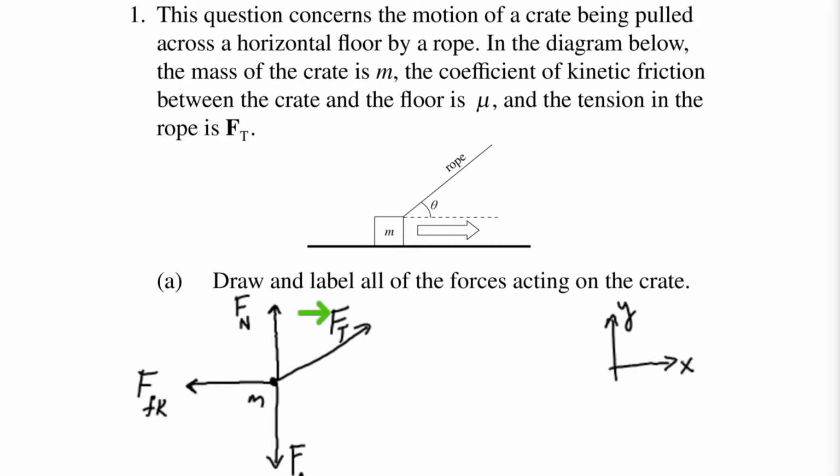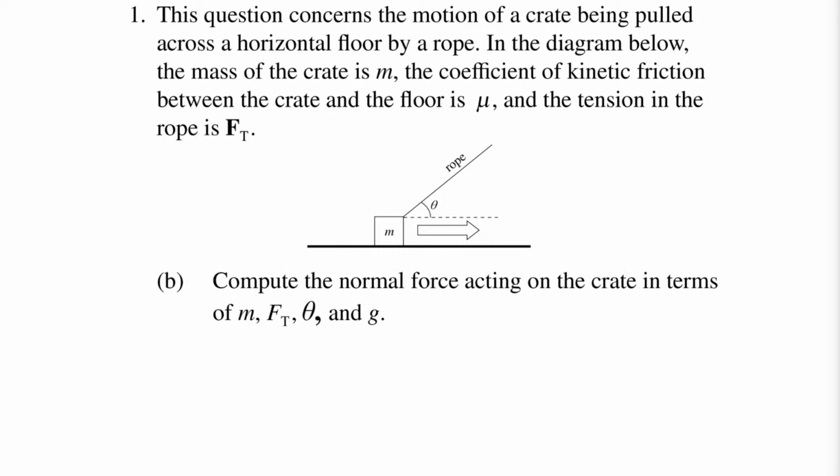For part B, it's asking us to compute the normal force acting on the crate in terms of a few of the labeled variables from the question. Well, first off, we're asked for a force. So if that's the case, think about setting up FNet as MA to work the problem. And because we had forces in different directions, we should be thinking about components. So let's, again, be clear. We're dealing with the XY direction.